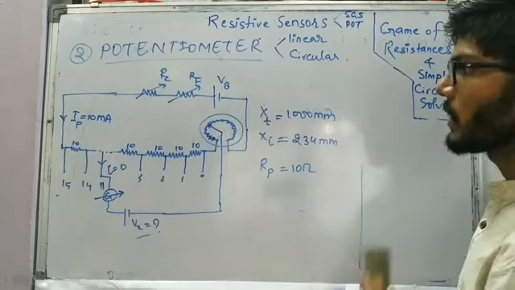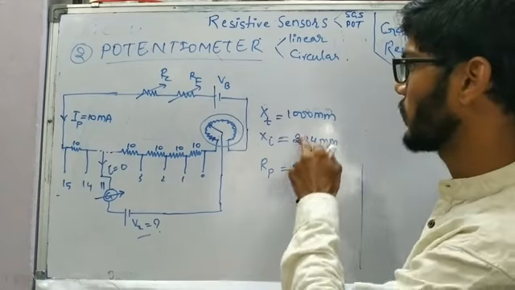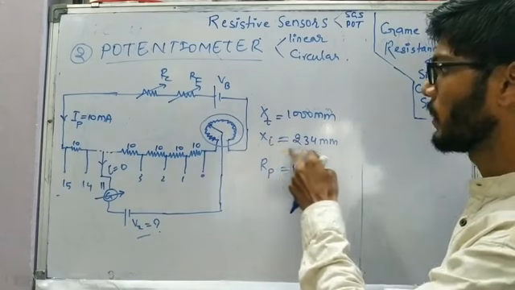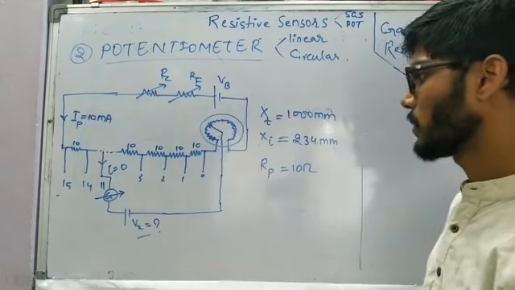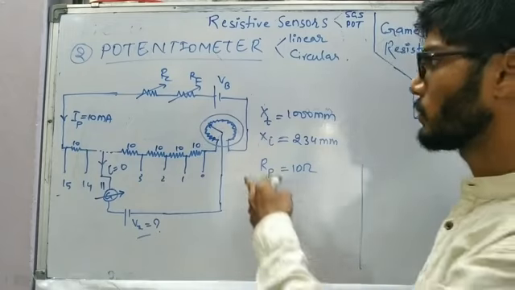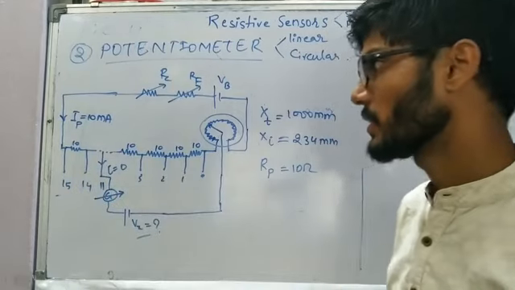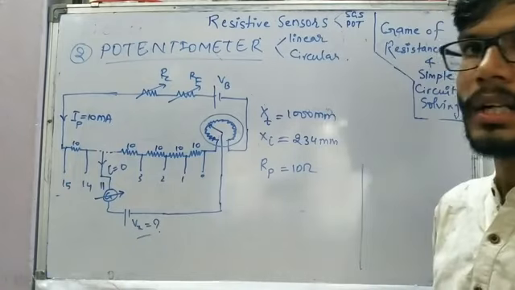So in the example, we are going to make use of a circular potentiometer. There is one circular potentiometer given here, whose total length is 1000 mm, and the indication at which this pointer is at present is 234 mm, and the total resistance of the potentiometer is 10 ohm. And also, in addition to the circular potentiometer, there are 15 fixed resistances of 10 ohm provided, and the working current in the potentiometer is given as 10 milliampere.